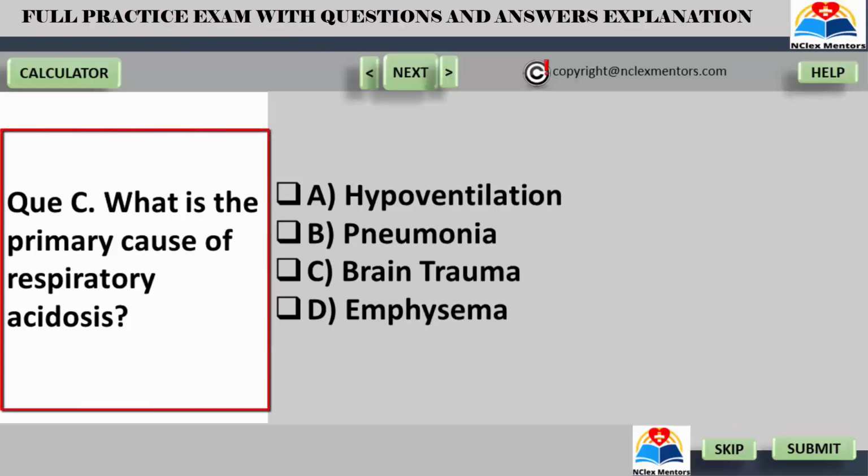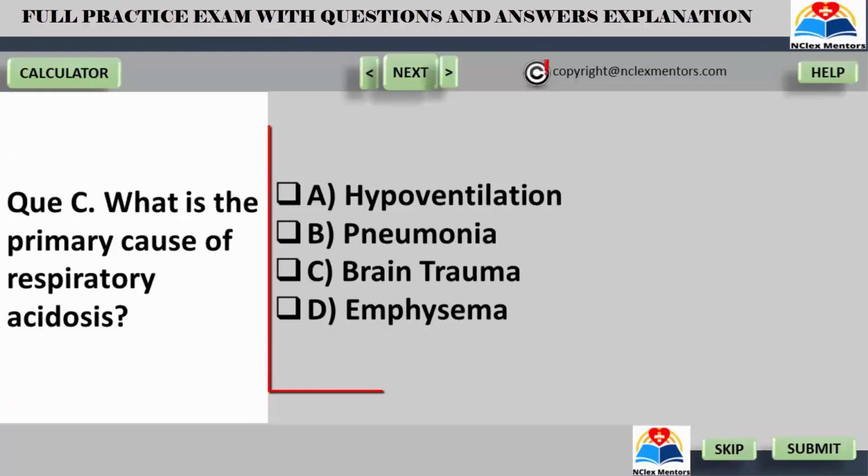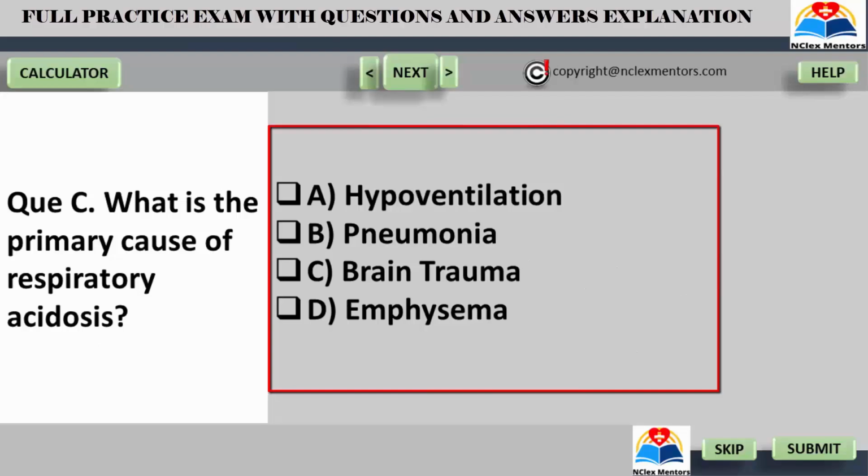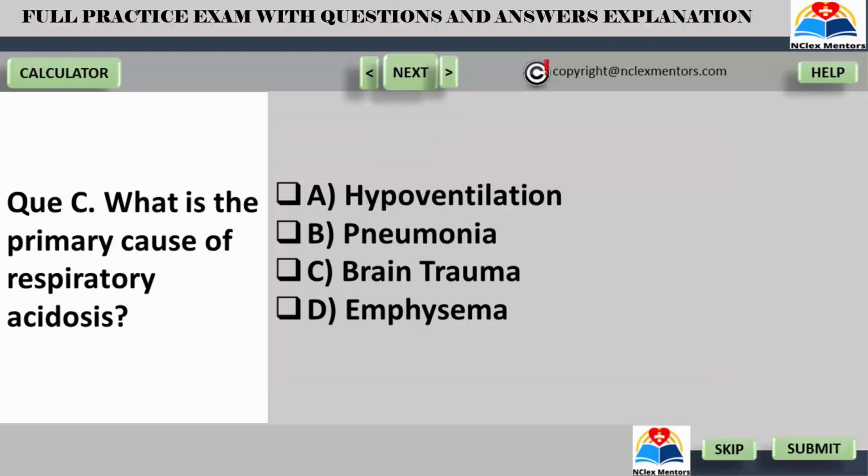What is the primary cause of respiratory acidosis? The options for this question given in the screen are Option A, hypoventilation. Option B, pneumonia. Option C, brain trauma. Option D, emphysema. I will give you some time to go through the question and the options. You can see the timer running on the upper right-hand corner of the screen, but if you need more time, you can pause the video as well.